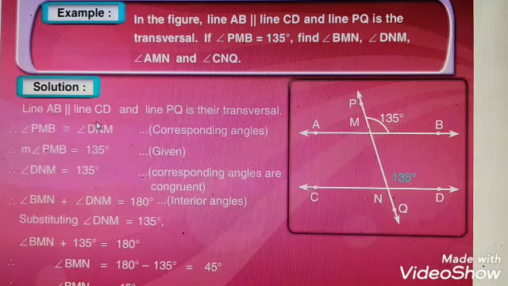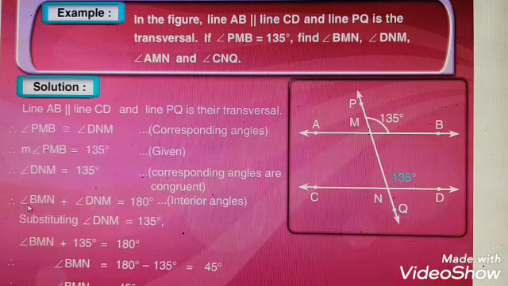Line AB is parallel to line CD and line PQ is their transversal. Therefore, angle PMB is congruent to angle what? DNM. Here I am skipping this angle and I will take this angle. Since it is 135, this will also be 135. Reason will be corresponding angles. Therefore, angle PMB is equal to 135 degrees. Therefore, angle DNM will also be equal to 135 degrees. Reason will be corresponding angles are always congruent.